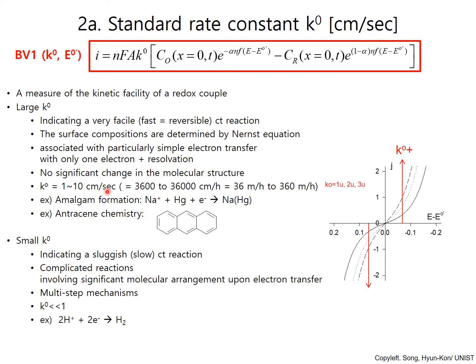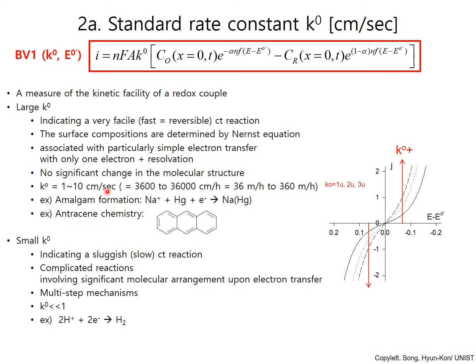You know, this speed is slower than the speed of our walking. However, just several hundred meters per hour is very meaningful for electrochemistry. So again, 1 to 10 centimeter per second is the value which can be considered to be very fast in terms of charge transfer kinetics.